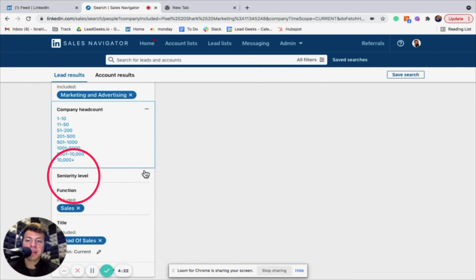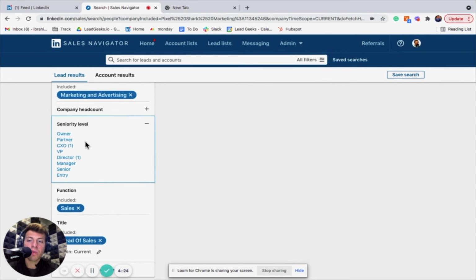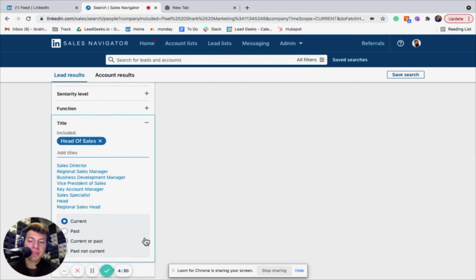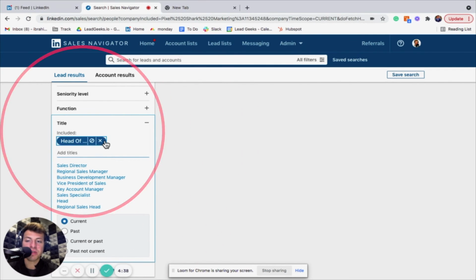You then have seniority level. This is literally what level within the company they're in. Then you have functions. And then title. So if you want to find a specific title, maybe it's not the owner, but it's the head of sales, head of marketing, communications director. This is going to be how you pinpoint those individuals.